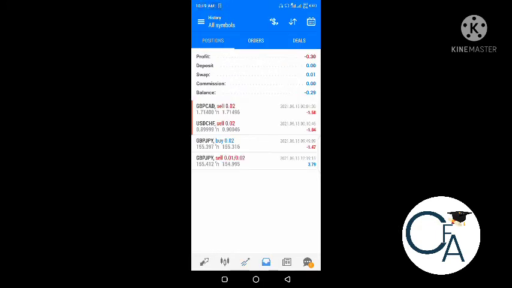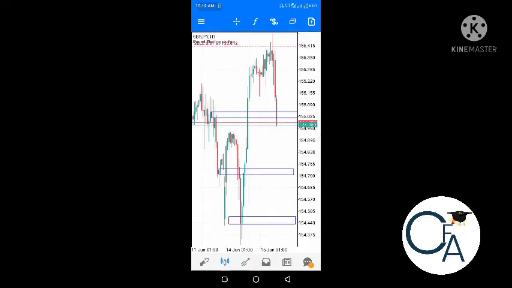So when you come to, you see that I've already closed this profit here. Are you seeing that I've already closed this profit here? 3.79 have been added to my profit. Let's go back to the chart. So I've closed this profit.